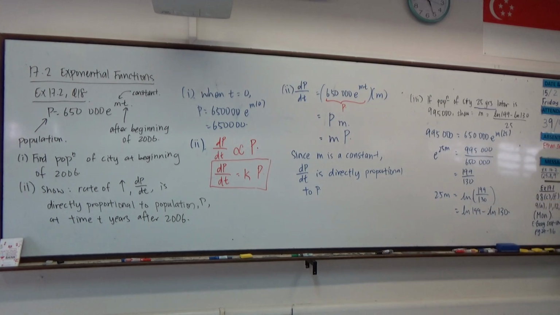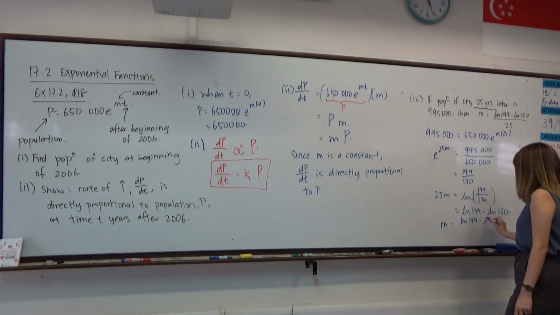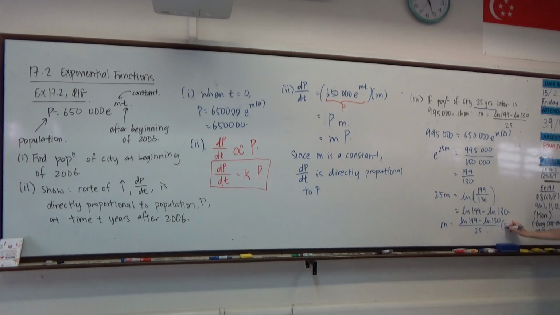So 25m will be equal to ln 199 over 130. Take note that the thing that you want to show is a difference in logarithms. That's where your logarithm laws come into play. Then you would have shown the equation.